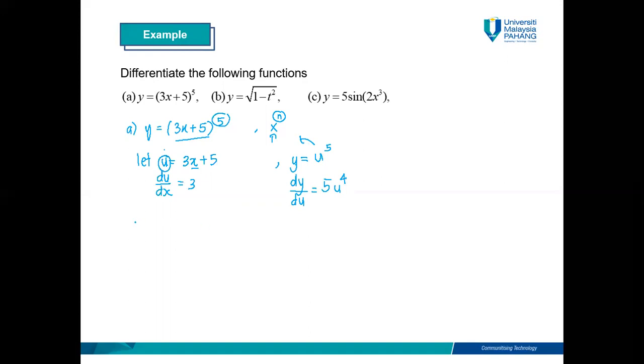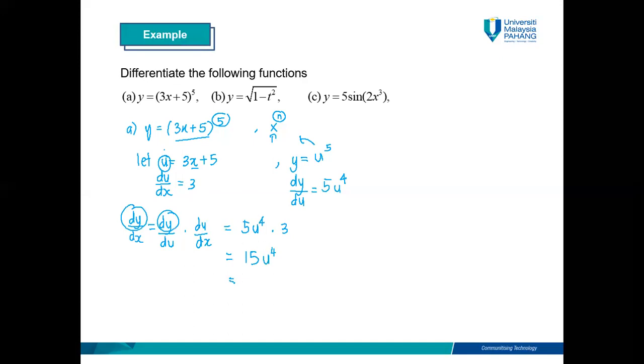4. So by using a chain rule, we use a formula dy over dx sama dengan dy over du, sebab ni dy, here should be dy as well, darab dengan du over dx. Sebab apa? Nanti kalau you simplify du ni, you dapat dy over dx. So dy over du adalah 5 u power of 4 times du over dx, 3. So update. Simplify. You got 5 times 3, 15 u power of 4.